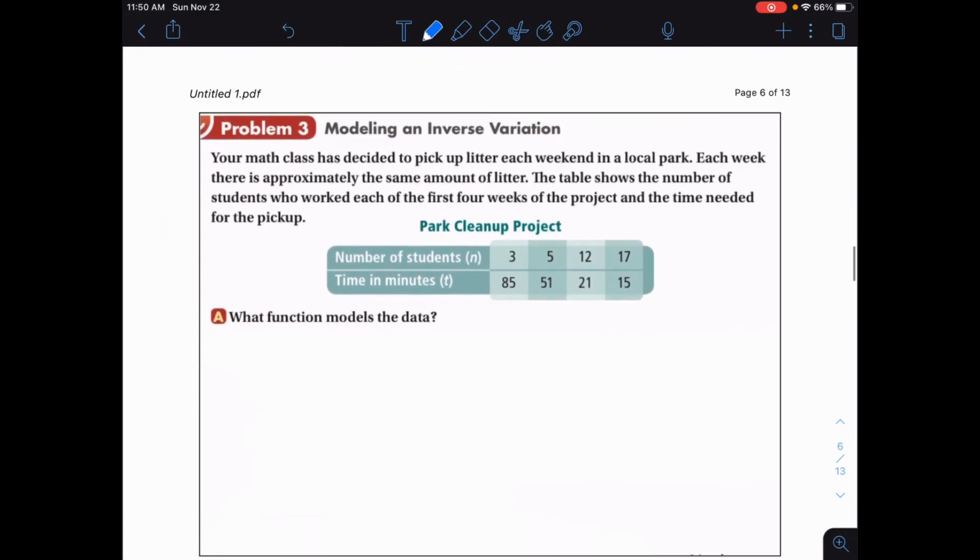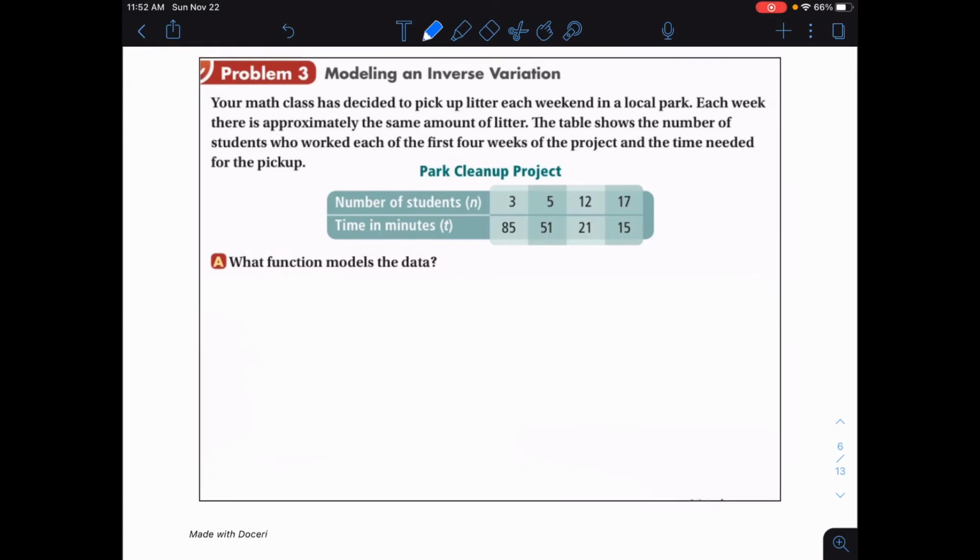All right, next problem. Your math class has decided to pick up litter each weekend in a local park. Each week there's approximately the same amount of litter. The table shows the number of students who worked on it in each of the first 4 weeks of the project and the time needed for the pickup. So what we can see from this table is as the student numbers increase, the time essentially decreases. So that is a very inverse relationship, but just to test, let's investigate and see what our k value would be between these values.